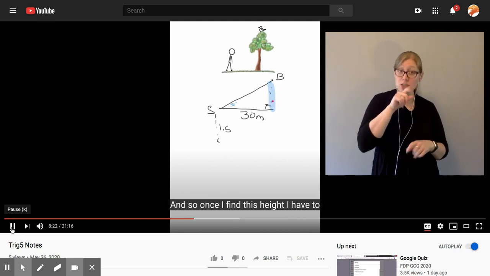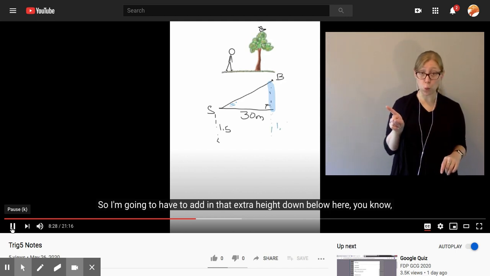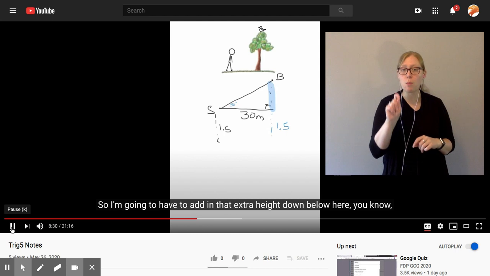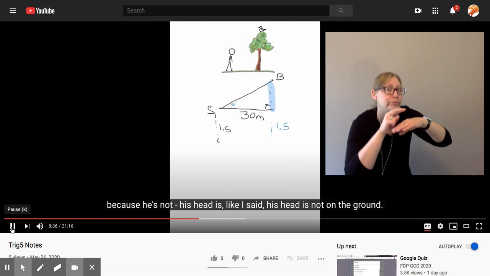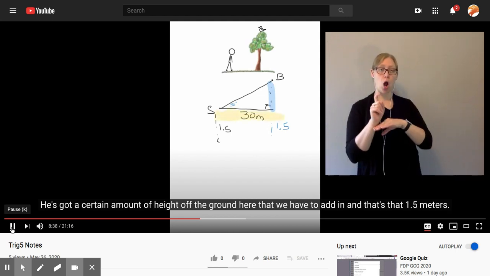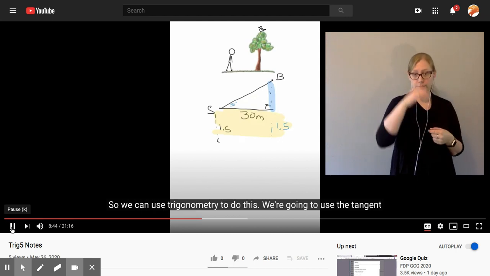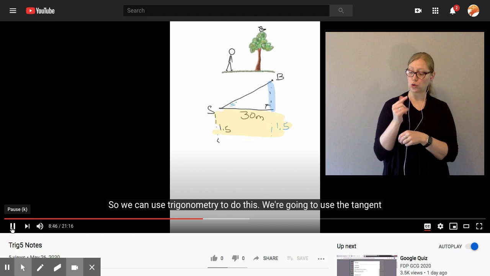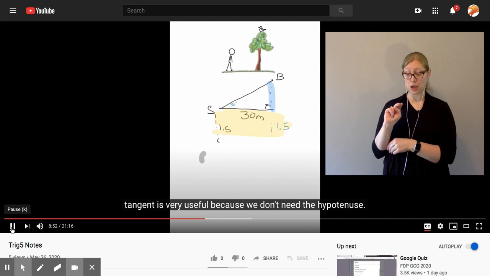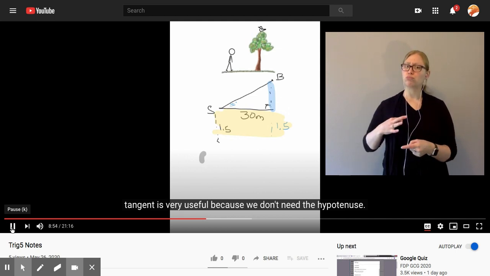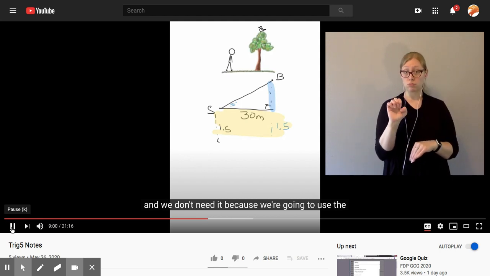And so once I find this height, I have to remember that Scott's eyes are 1.5 meters off the ground, so I'm going to have to add in that extra height down below here, because, like I said, his head is not on the ground. He's got a certain amount of height off the ground here that we have to add in, and that's that 1.5 meters. So we can use trigonometry to do this. We're going to use the tangent to do these problems, because tangent is very useful because we don't need the hypotenuse. And in this case, we don't have the hypotenuse, and we don't need it.